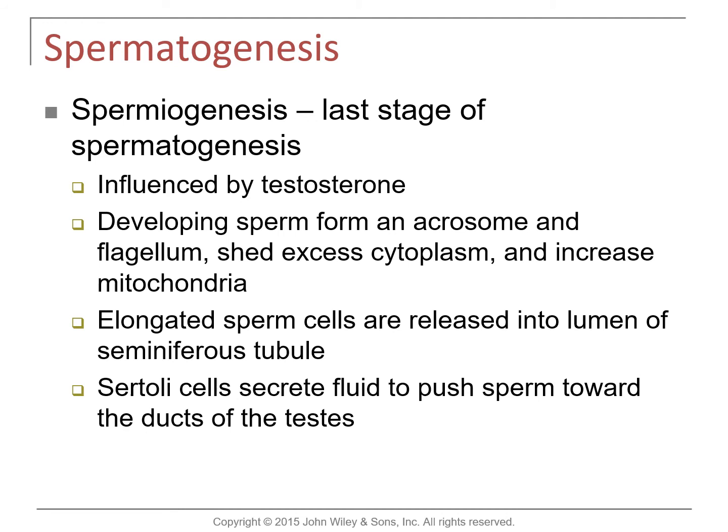So the elongated sperm cells, once mature, are released into the lumen of the seminiferous tubules, and then as they are suspended in the fluids created by the Sertoli cells, they will be pushed towards the ducts of the testes, the rete testes, and eventually into the epididymis.